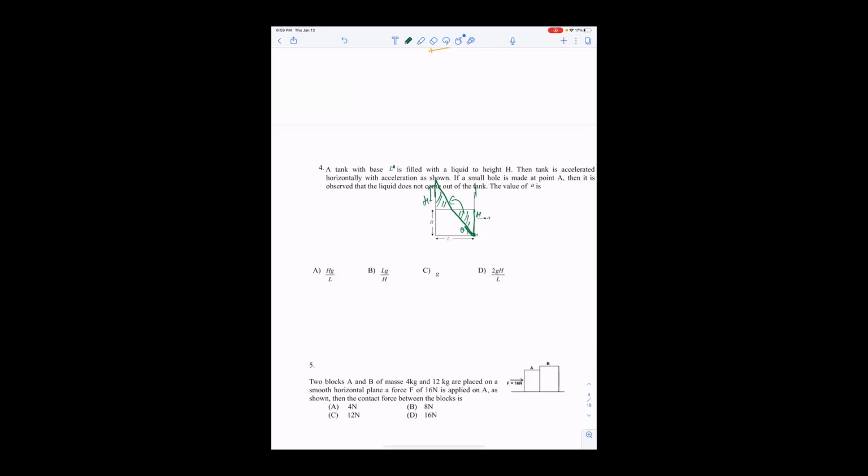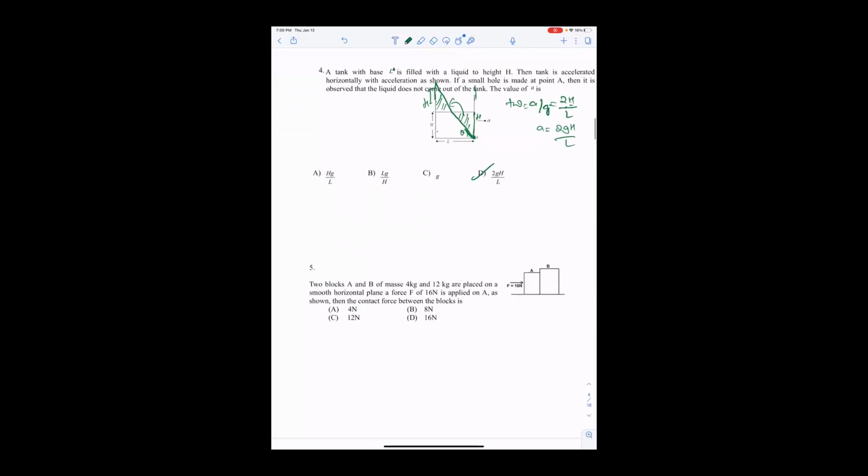So tan theta, what is tan theta? Same formula, A by G. And from the triangle, what is tan theta? Tan theta is opposite by adjacent, opposite is H plus H, 2H by L. So the value of A is equal to 2GH by L. Right? But what is the logic here? The water should not come out of A. That means water should still reach here. It should reach the lowest point. That is the logic here. So using that, we have solved this.